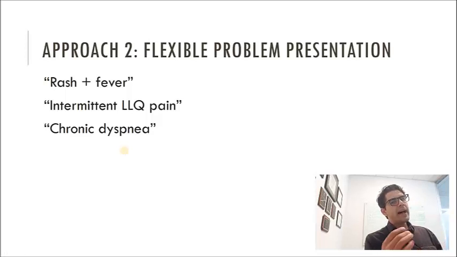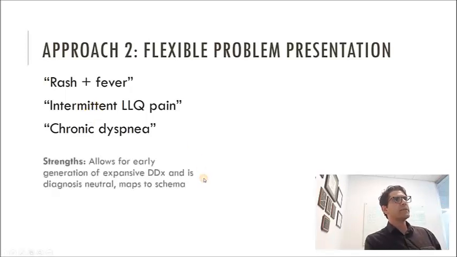I haven't told you a time course of illness, but you would still agree with me, right, that there is a more limited set of differential diagnoses for rash plus fever than there is for rash alone, or for intermittent left lower quadrant pain than for just left lower quadrant pain, or abdominal pain, or chronic abdominal pain, right? If I give it these types of qualifiers, I can already start to narrow the differential diagnosis.